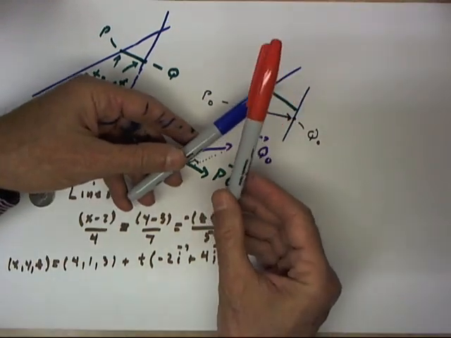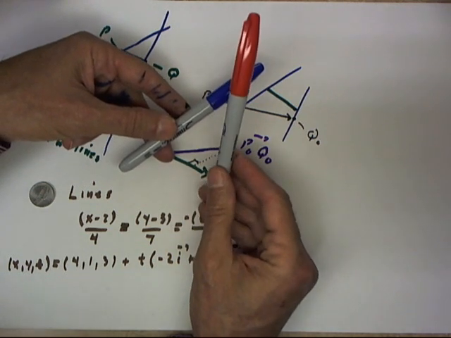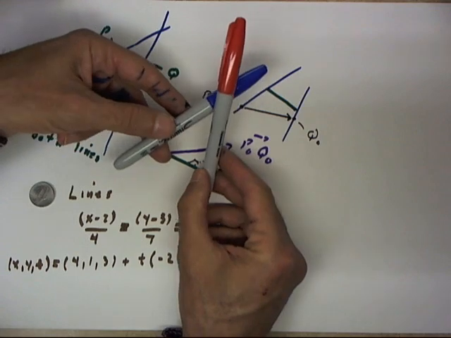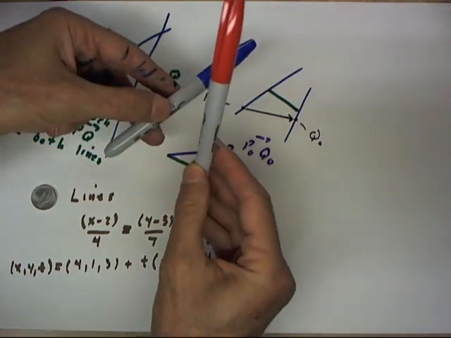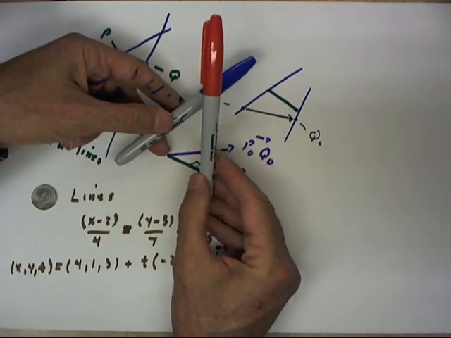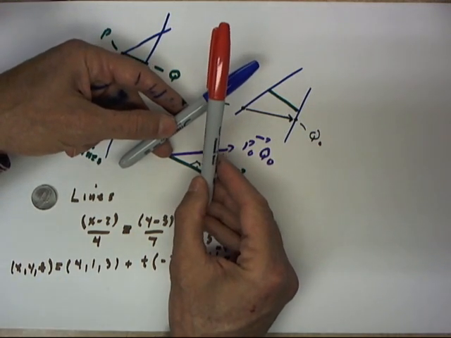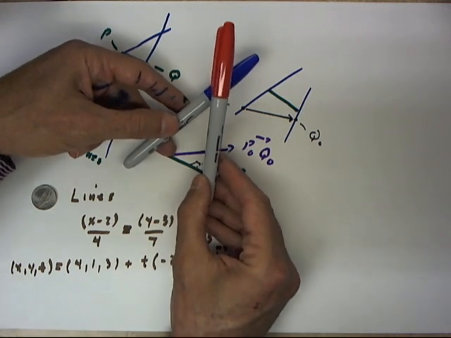Let's say that we have two lines in space. Now, since I'm using Sharpies to represent the two lines, we know that they don't intersect because the Sharpies can't pass through one another. If I move these around and keep them more or less in the same relative orientation, we can see that the red Sharpie passes over the blue Sharpie.